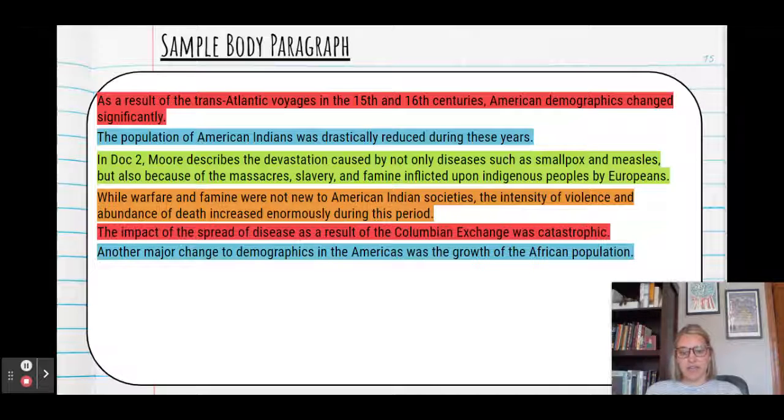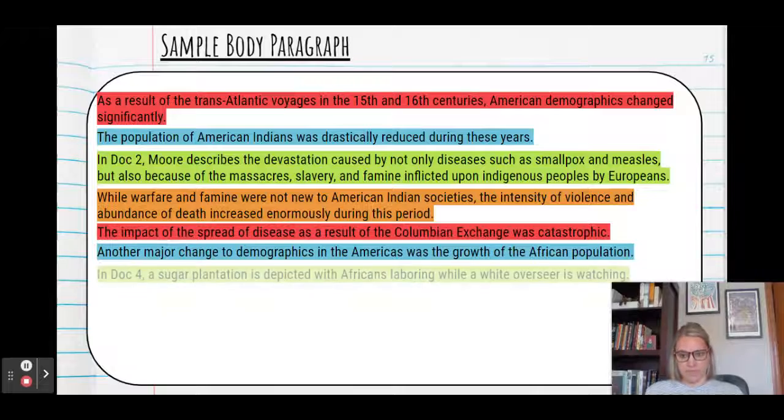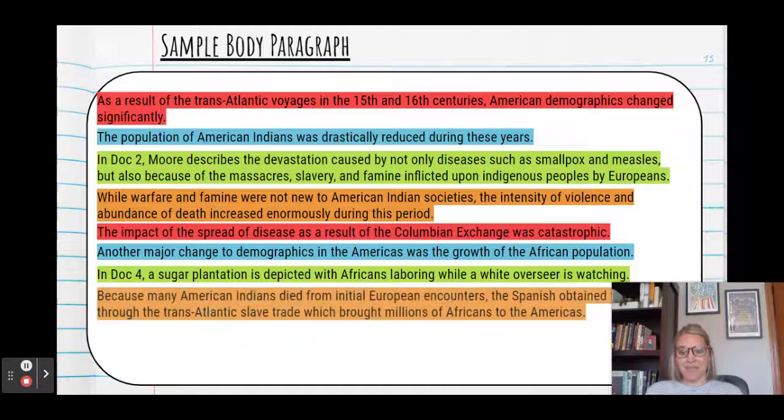Another major change to demographics in the Americas was the growth of the African population. In Doc 4, a sugar plantation is depicted with Africans laboring while a white overseer is watching. Now I'm going to link it. Because many American Indians died from initial European encounters, the Spanish obtained free labor through the transatlantic slave trade, which brought millions of Africans to the Americas.